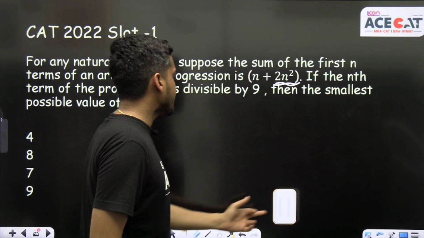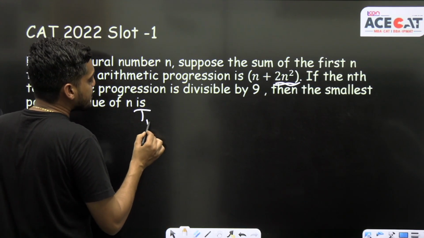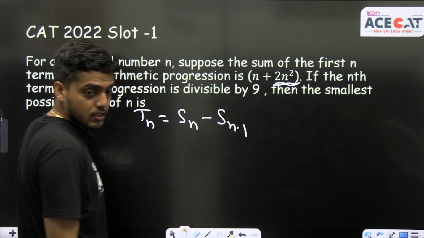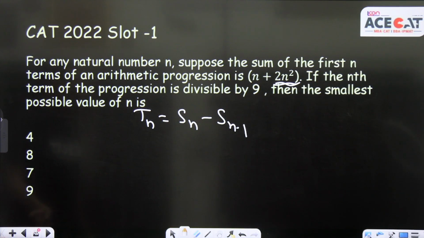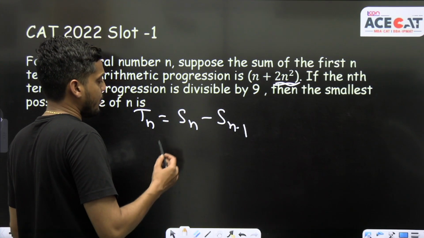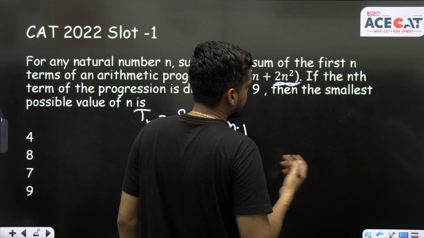Do you agree with me, guys? Do you agree with this formula? The nth term must be equal to sum of n terms minus sum of n minus 1 terms. So you will say, sir, how will this be correct? Let me explain that.